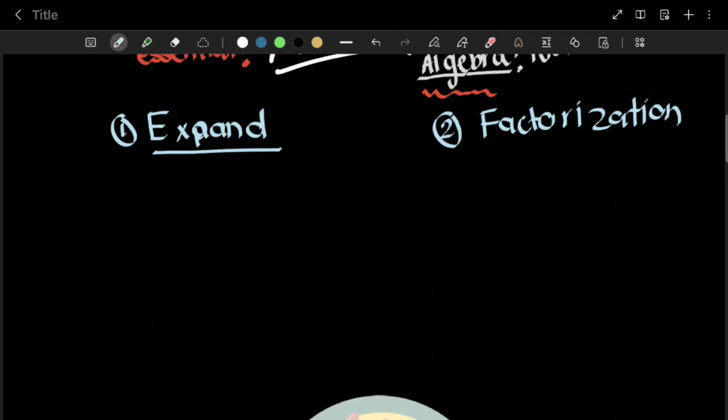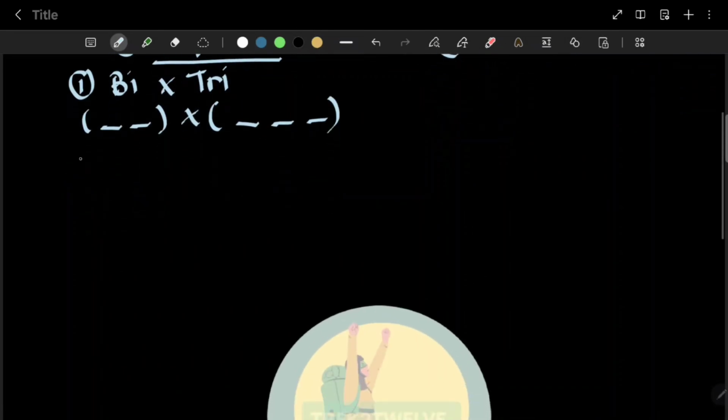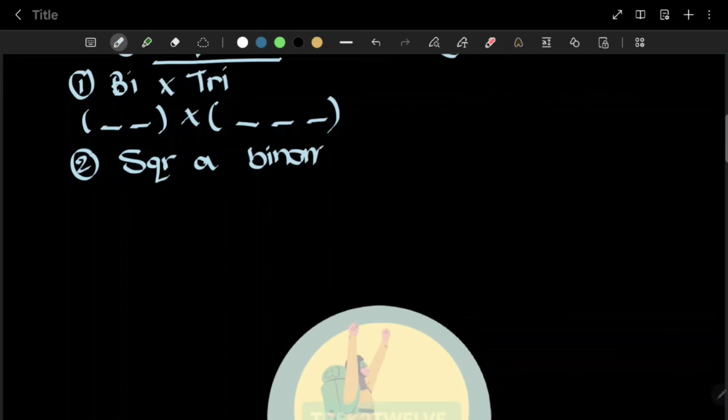Under expanding, we've got 4 types. The first is a binomial times a trinomial. This basically means these 2 terms are being multiplied with 3 terms. The second type is squaring a binomial. This means there are 2 terms in the bracket and it's being squared.